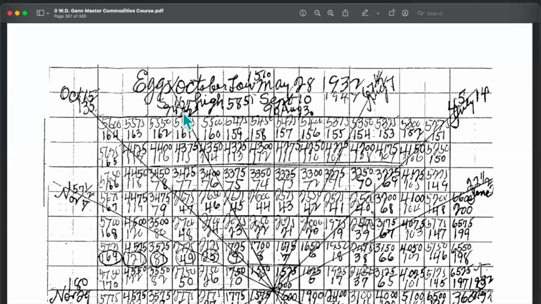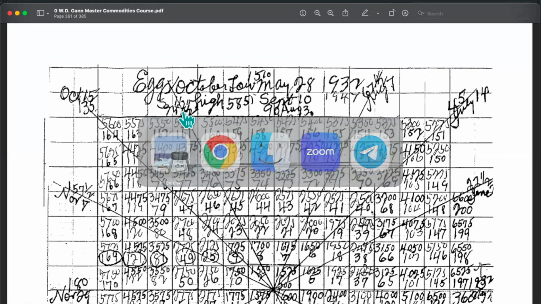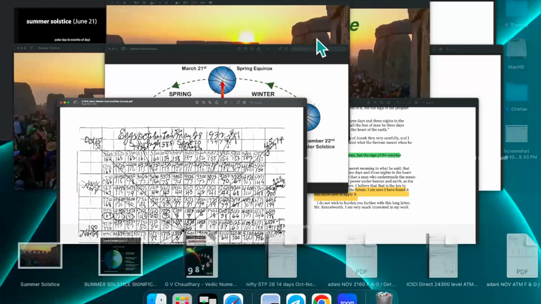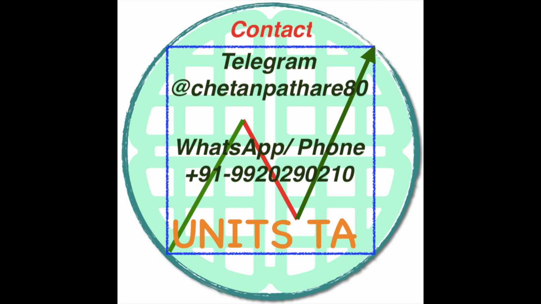Right? So we saw this on the charts also. Just to summarize altogether, we first of all saw the things which are there on the chart. We tried to understand the significance of the summer solstice, and we also saw in history the importance of the summer solstice, specifically in terms of Stonehenge and other festivals also. Okay, fine. So next time we'll be meeting again, trying to continue with the Master Commodity course and see further details of that part.